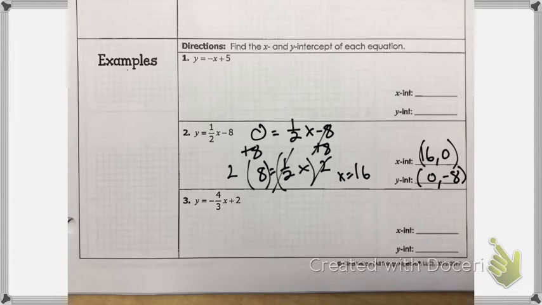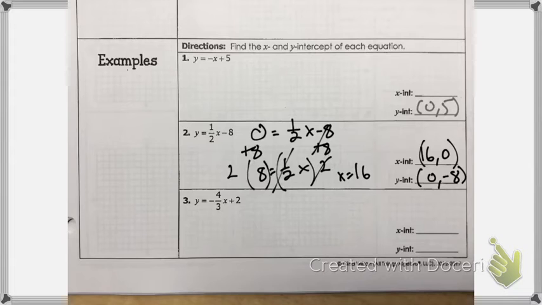All right, I want you to try number 1 and 3 on your own, and then we'll check in. So I'm going to go ahead on number 1. I'm going to take that y-intercept because it's just right there for the taking, right? 0, 5. For my x-intercept, I know it crosses the x when what, James?